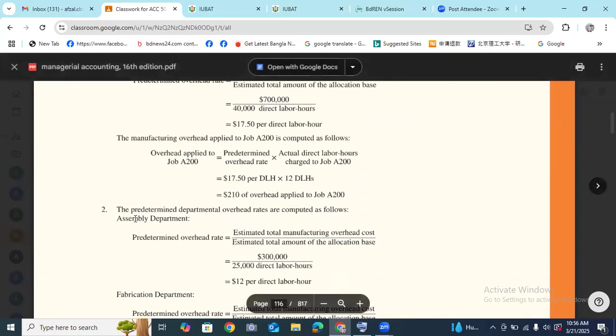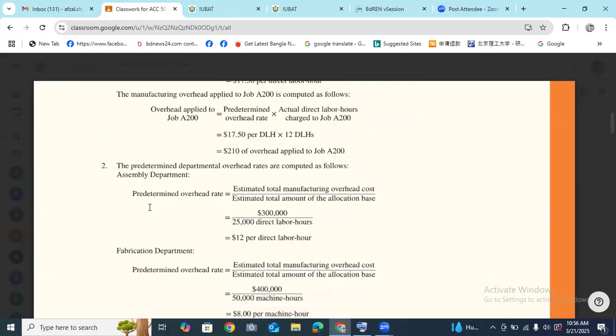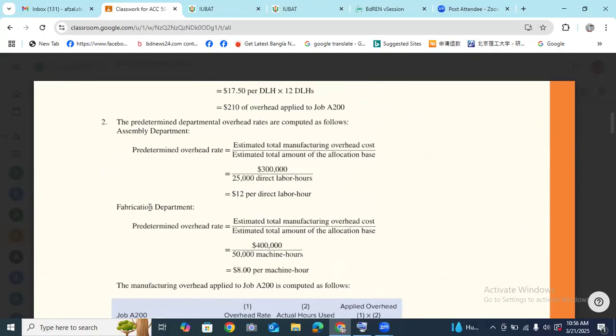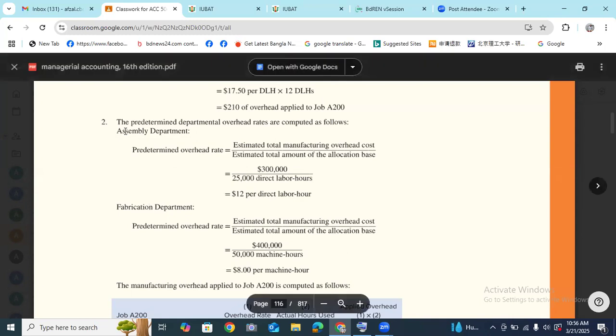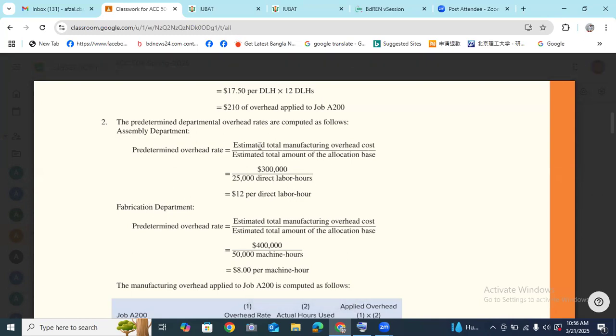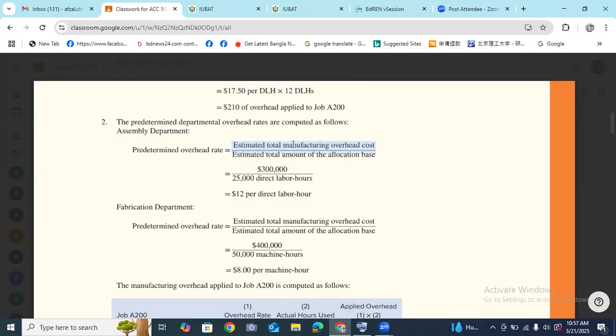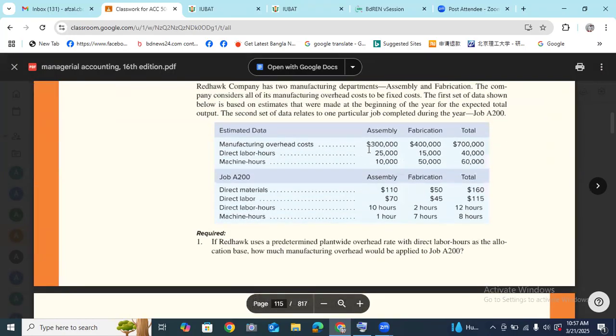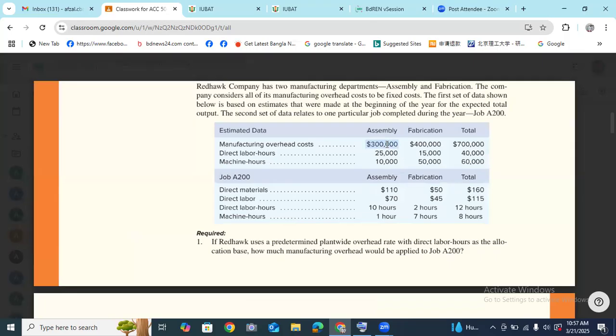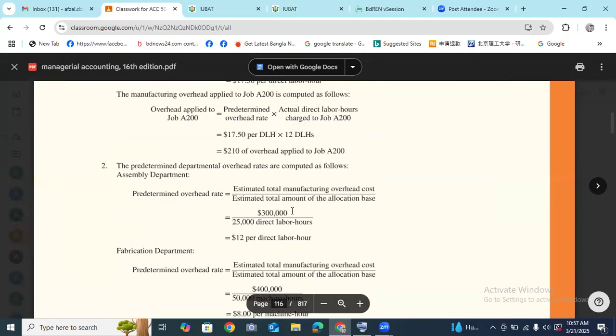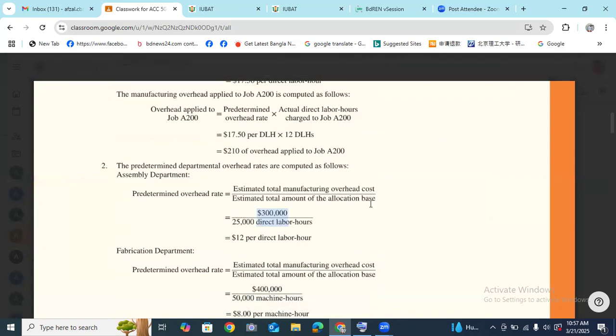Just number 2. So now you have to compute 2 different departmental overhead rates, because our allocation base is different. First, assembly department allocation base is direct labor hours, isn't it? So formula is predetermined overhead rate equals, mind it, this is only for the assembly department, estimated total manufacturing overhead cost divided by estimated allocation base. Estimated manufacturing overhead cost is 3 lakh. So here they use 3 lakh.